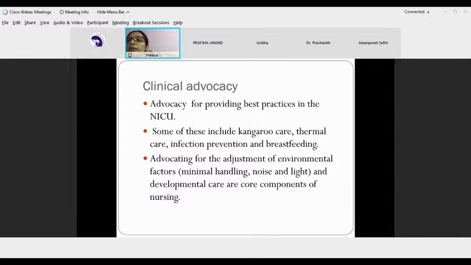Infection prevention, and also promoting breastfeeding. Advocating for adjustment of the environment also, like minimal handling by providing cluster care, reducing stimulation like noise and light, and developmental care are the core components of our nursing.